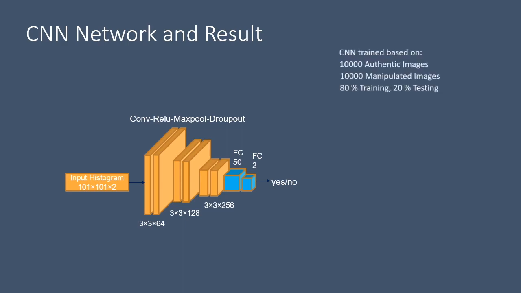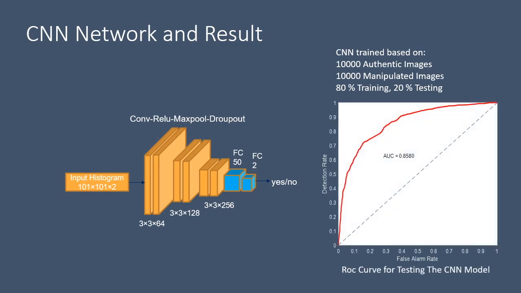In order to test and train our model, we used some real-world pictures provided by NIST Media Forensics Challenge 2019 dataset, including 10,000 authentic and 10,000 manipulated images, of which 80% were used for training and 20% were used for testing. And this result was yielded on testing our algorithm. According to area under the ROC curve, we could reach 85% of accuracy.